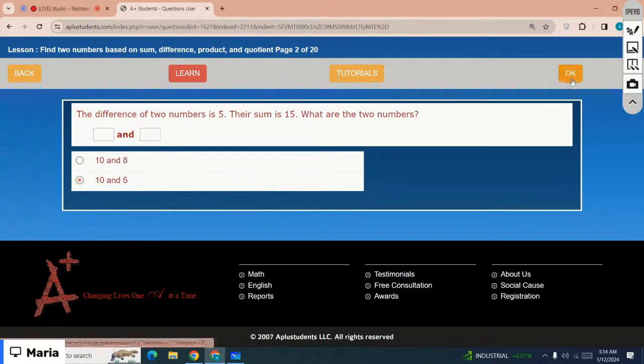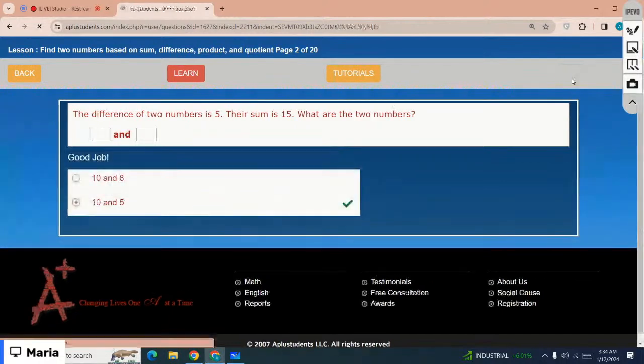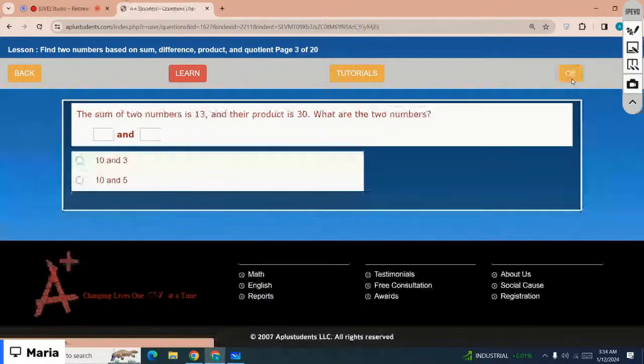Okay, the next one is the sum of two numbers is 13 and the product is 30. What are the two numbers? Product means when you multiply them, the answer is 30. So, which is the correct option?